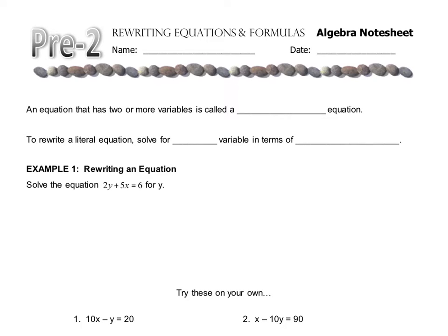An equation that has two or more variables is called a literal equation. The way that you can rewrite a literal equation is to solve for one variable in terms of the other. This is different than other equations because in all the other equations you were able to find the value of the variable, but in these examples, if you look below, you can see that there are too many variables. And so if you have two variables in one equation, you can't figure out what each of them are unless you have other information, which we are not going to talk about.